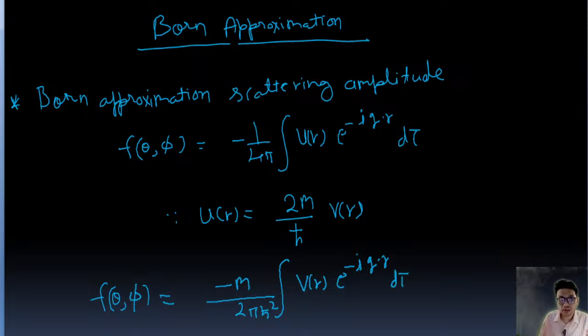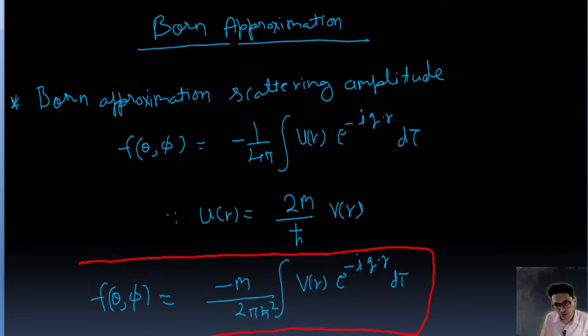Okay, this is a very important formula, guys. We'll solve questions, so you need to note down this formula and memorize it. So f(theta, phi), the scattering amplitude, is minus m upon 2 pi h cut square integration V(r) e to the power minus iota q dot r d tau.